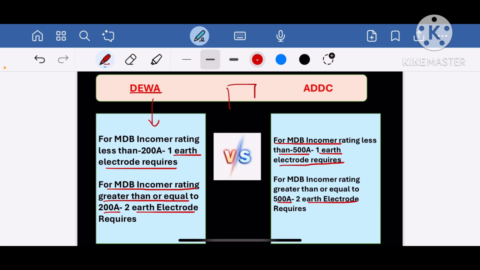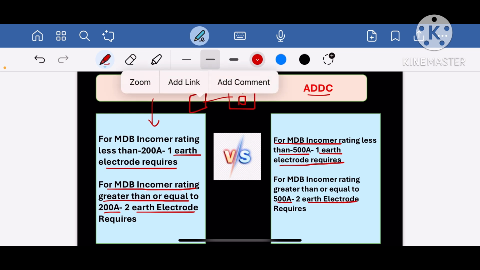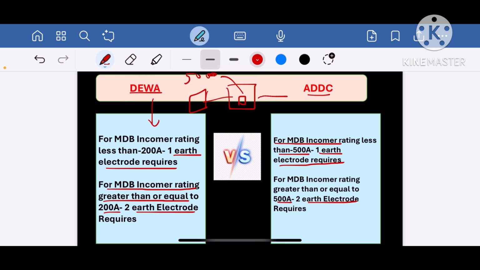So in case of DEWA, when the incomer rating is less than 200, then one earth pit required, and greater than 200, 2 earth pit required. But as per ADDC regulation, this breaker rating is not 200 but it is 500. Below 500, 1 earth electrode required, or we can say 1 earth pit required, and above 500 we need 2.